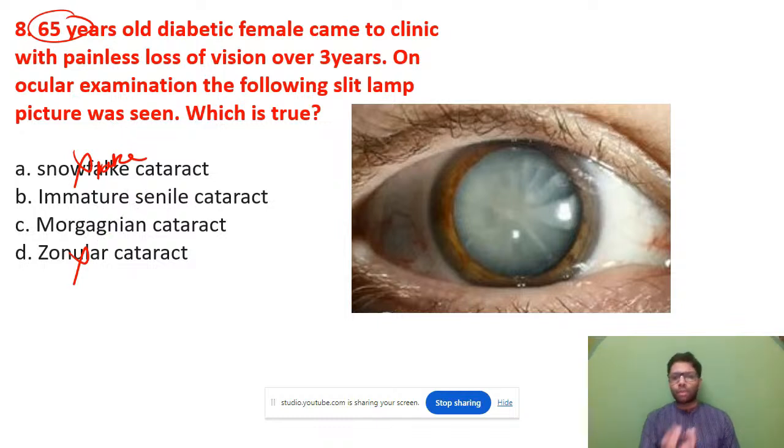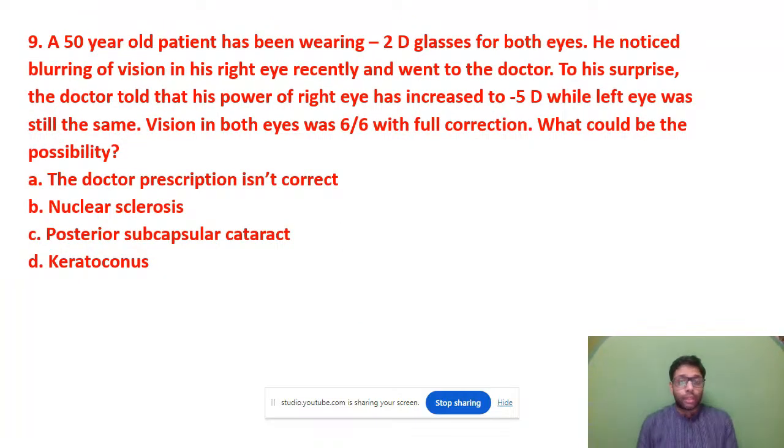Morgagnian looks like a small fibrous lens, with the nucleus settled down at the bottom. But that is not here in the picture. It's a diffuse white cataract, and there's an iris shadow over here. Even if you don't know about the iris shadow, you have to rule out the other options to know that it is an immature senile cataract, and phacoemulsification has to be done for this patient. Good answer, Garima. Now, I gave a lot of time for this question. Let us see who got this question correct.